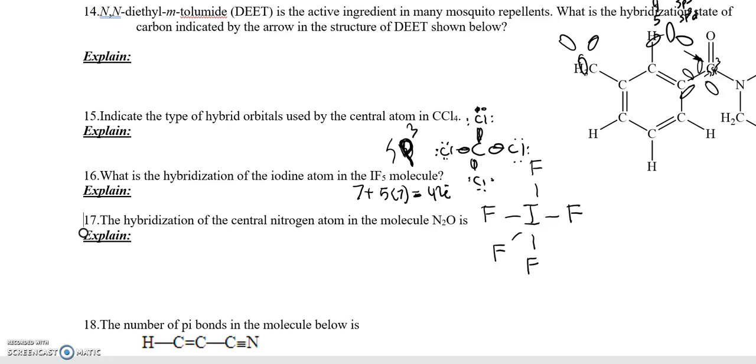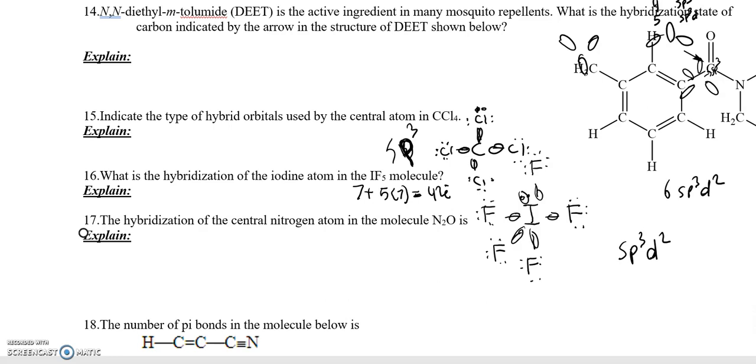So I use up 10 already. We have 32 left. 1, 2, 3, 4, 5, 6, and so on for each fluorine. We used up 30 of them, and then we have 2 left. It's going to be on the iodine. So how many pairs of electrons do we have on the central atom? 1, 2, 3, 4, 5, 6. That's going to be sp3d2. If it's 6, it's going to be sp3d2.